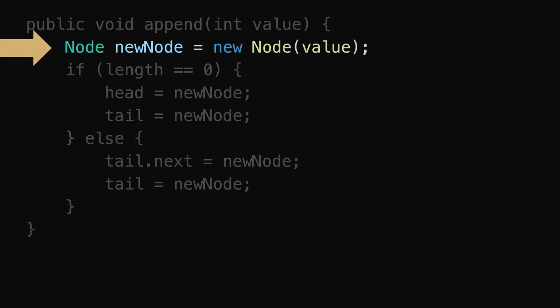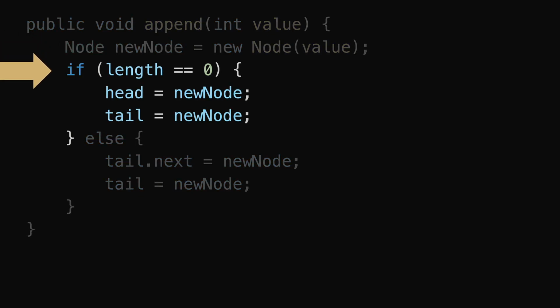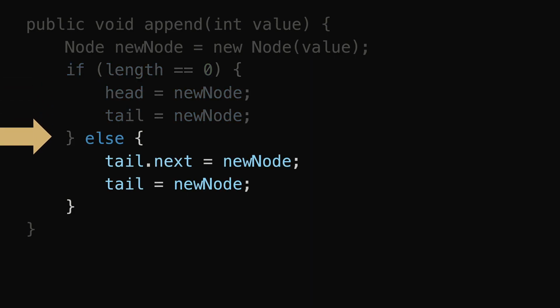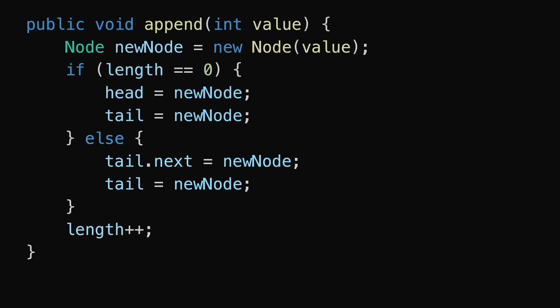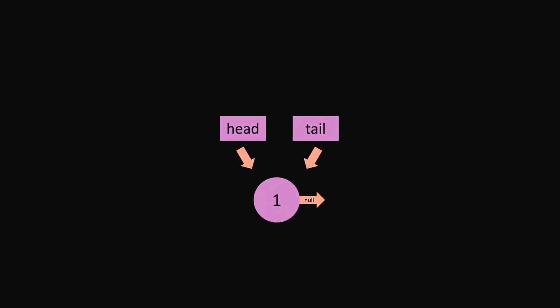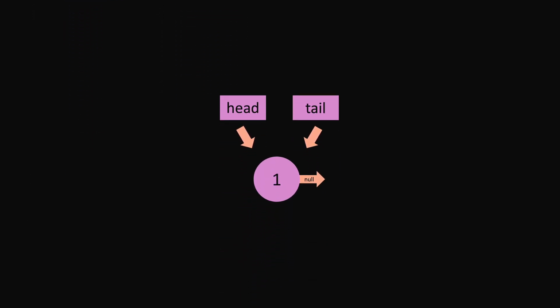And so far we have created a node, and this is if we have an empty linked list, and this is if we have items in the linked list. And the only thing left to do is to increment the length by 1. So we'll look at this code in a moment in our code editor, IntelliJ. And when we do, we'll create a linked list that looks like this.